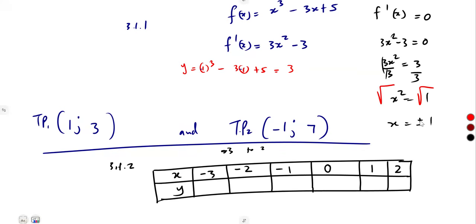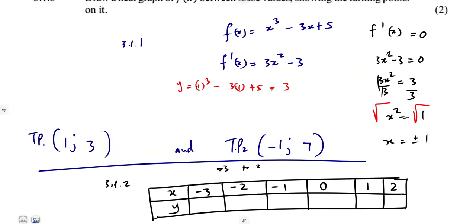So you're going to simply substitute, guys, into that original function f of x when x is minus 3. So minus 3 cubed, minus 3 times minus 3 plus 5. Substitute properly in brackets like this on your calculator. All right, so that is going to give us negative 13. Minus 2 is going to give us positive 3. Minus 1 is going to give us positive 7, 0 gives 5, 1 gives 3, 2 is going to give us 7.